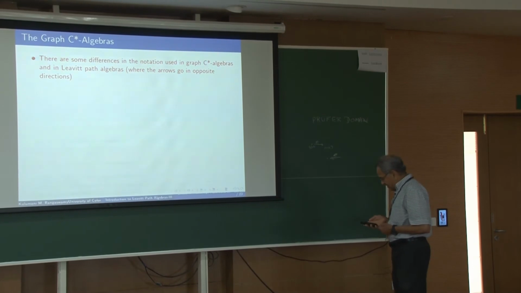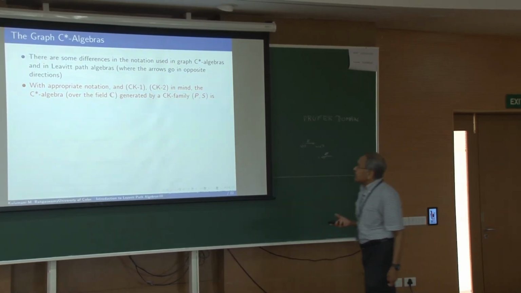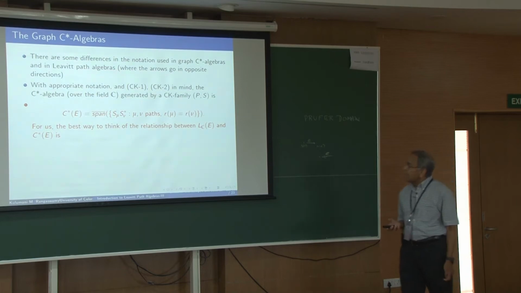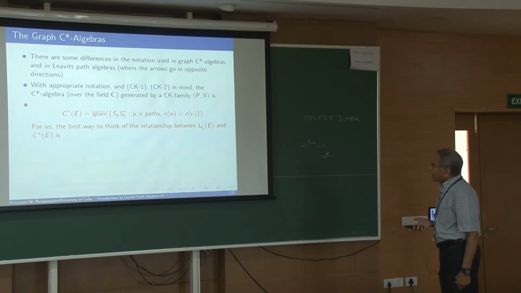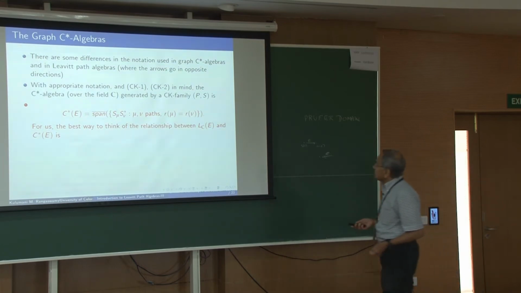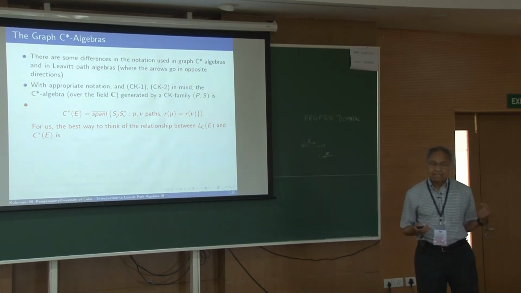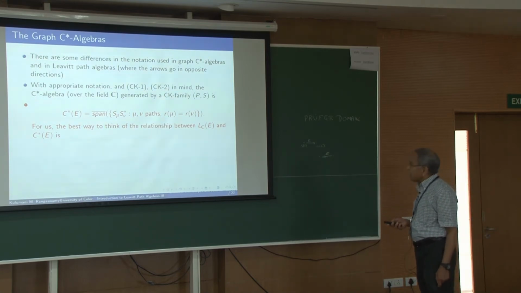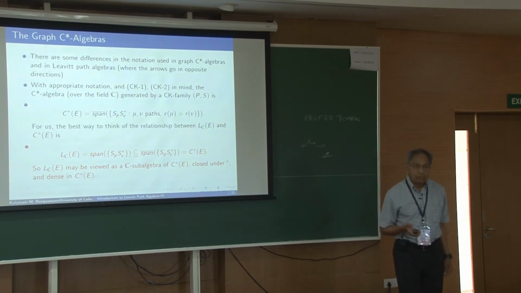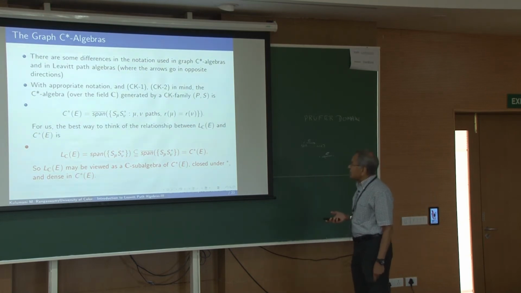But modulo that, with appropriate notation and with CK1, CK2 in mind, the C-star algebra, of course over the field C, is generated by the CK family, and it will be the closure of the span of S mu S nu star. Of course, we want the range of mu to be equal to the range of nu here. For us, if you want to think of the relationship between the Leavitt path algebra over C and the corresponding C-star algebra, consider the Leavitt path algebra over complex numbers as the algebraic span of S mu S nu star, whereas it is embedded inside the closure of the span of this, which would be the corresponding C-star algebra.